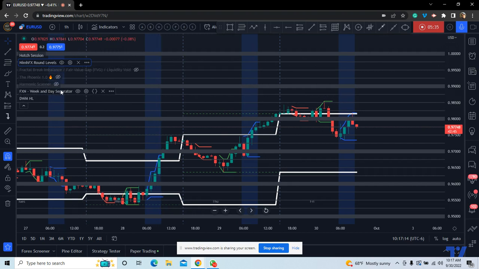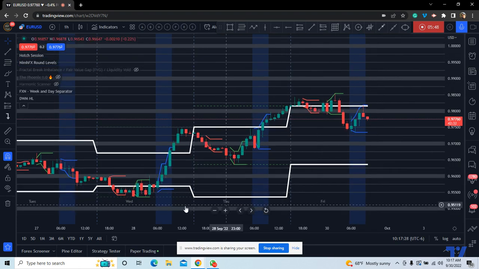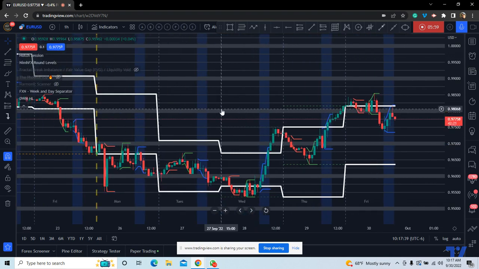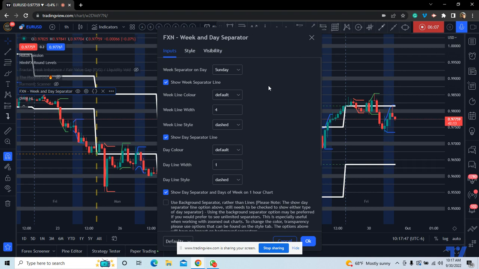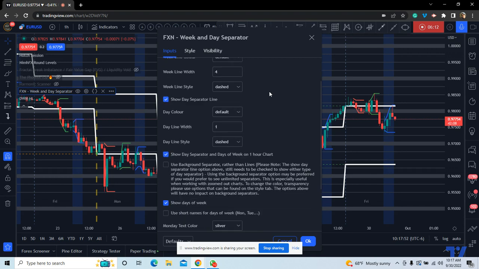This is the week and day separator, which I'm using. Basically, it gives you the days of the week. Sometimes I struggle to know what day it is, let alone what year it is. So anyway, that helps me. Friday, Thursday, Wednesday. So it gives you the days. Useful with the session breaks as well. So you've got a nice template on a weekly basis to work from. And it also gives you a weekly separator there. So you can take a screenshot of that, and that. Okay.